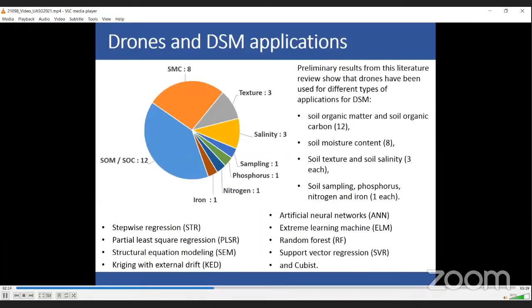The preliminary results from this literature review show that drones have been used for different types of applications for digital soil mapping, such as soil organic matter and soil organic carbon, soil moisture content, soil texture and salinity, soil sampling, phosphorus, and other digital soil mapping applications. Also, different predictive models are used, such as stepwise regression, partial least squares regression, structural equation modeling, and geostatistical methods such as Kriging with external drift. There has also been the use of different machine learning algorithms such as artificial neural networks, extreme learning machine, random forest, support vector regression, and Cubist.